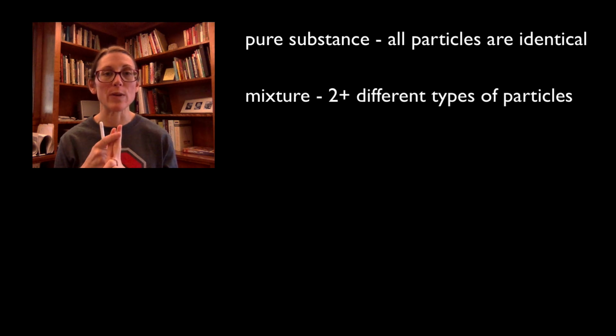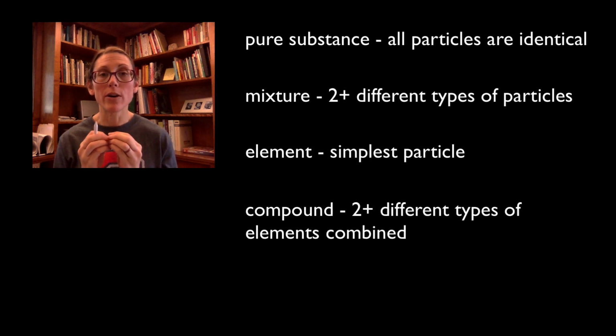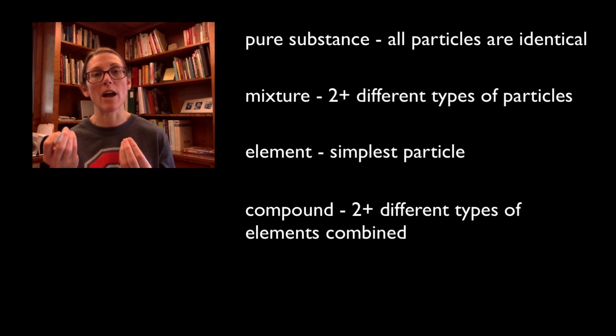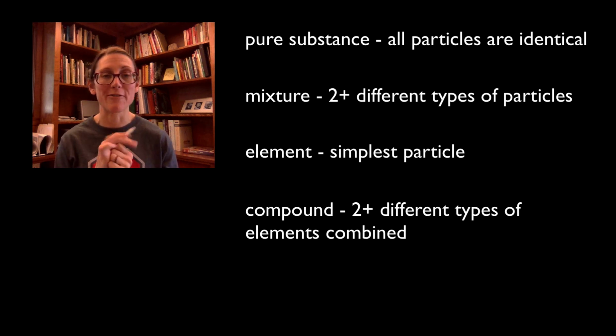So in summary, we can talk about materials being either pure substances or being mixtures. In a pure substance, all of the particles are the same, whereas in a mixture, you've got more than one type of particle. And those particles can be either elements or they can be compounds, an element being the simplest substance you can have, and a compound being a particle made of two or more of those elements.